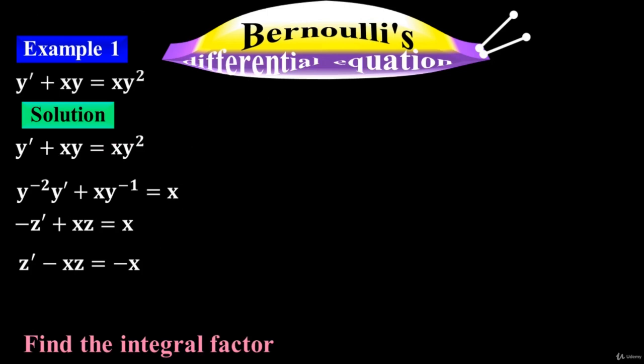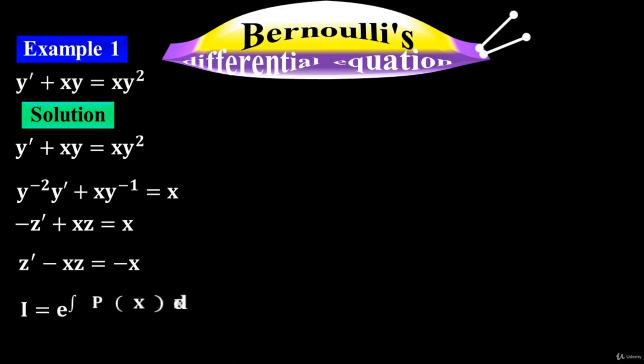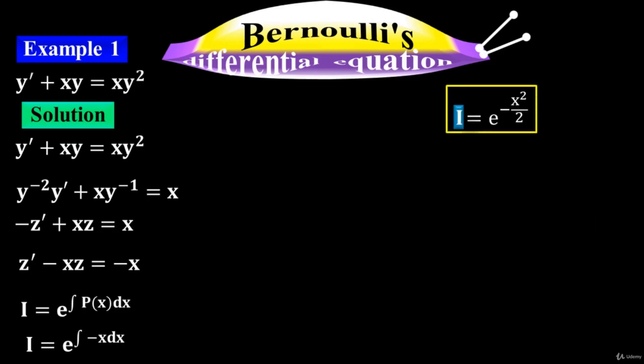Step 2. Find the integral factor. Integral factor equals e to the integral of p of x dx. Substitute the value of p of x, which is minus x, and integrate minus x with respect to x to have e to the minus x squared over 2. This is the integral factor that we got.